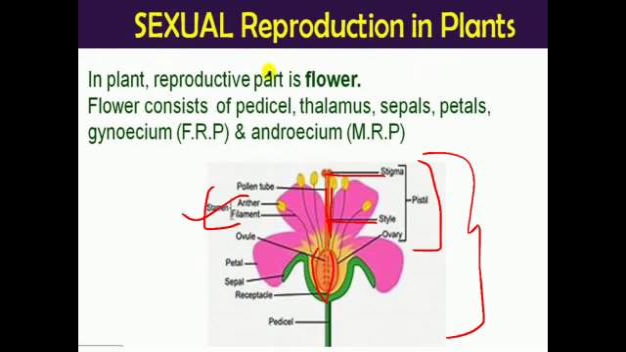The male germ cell fuses with the female gamete, and this fusion of the germ cells, or fertilization, gives us the zygote. The zygote is capable of growing into a new plant. So this is the reproduction in plants. See, again I am repeating.